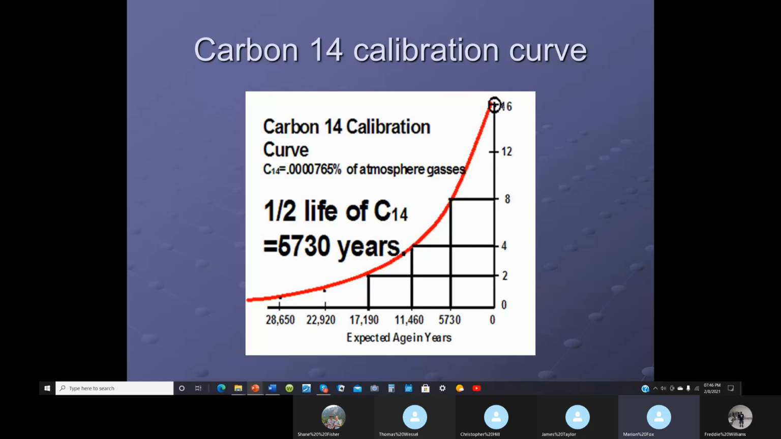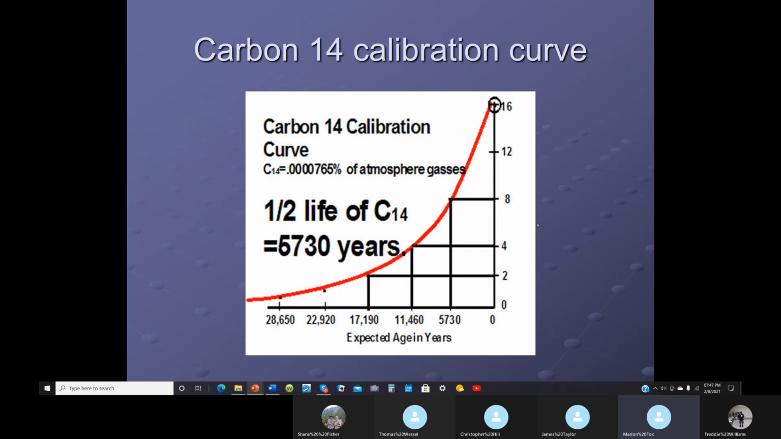So they're claiming that 8 pounds would be left. If you started with 16, you'd have 8 left after 5,730 years. And then of that 8 that's left, in another 5,730 years, you'd have 4 left. And then another 5,730 years, you'd have 2 left. And to go another 5,730 years, you'd have 1 left, and you'd have a half left, and so forth.